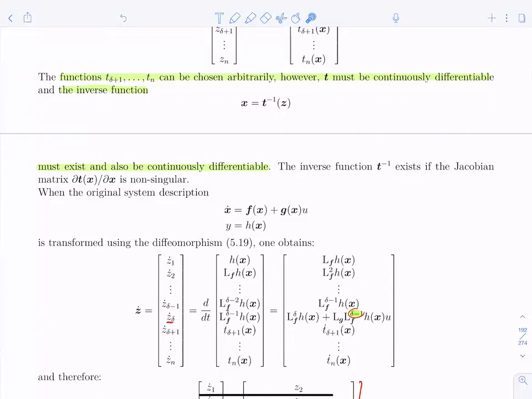c theta, as you can see here, because obviously here, by definition, the input shows up. So we assume by definition that L_g L_f^(theta minus 1) h of x is different from 0. Okay, that's what we assume.